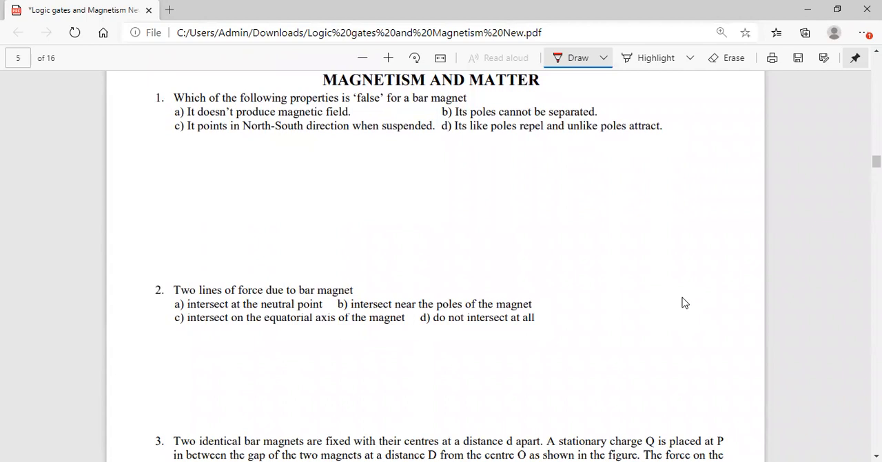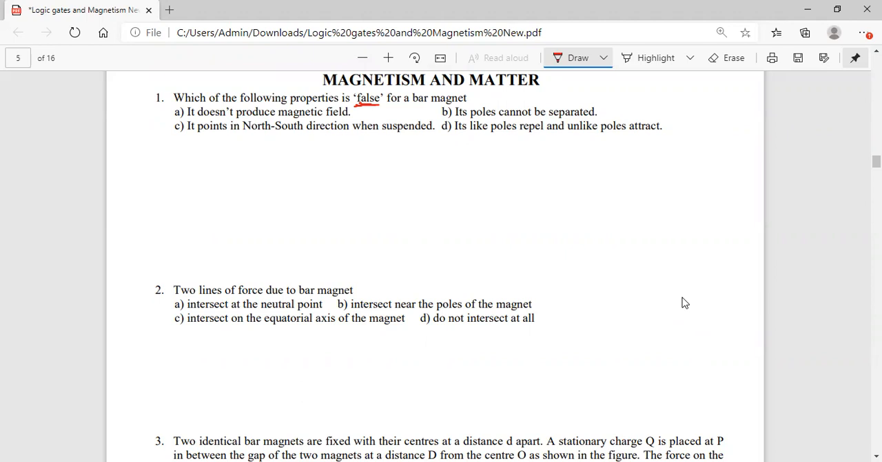Now, which of the following properties is false for a bar magnet? For an incorrect statement, you have to pick the false one. First one, it does not produce a magnetic field. Next, the bar magnet's poles cannot be separated. Next, it points in the north-south direction when suspended. Next, like poles repel and unlike poles attract.